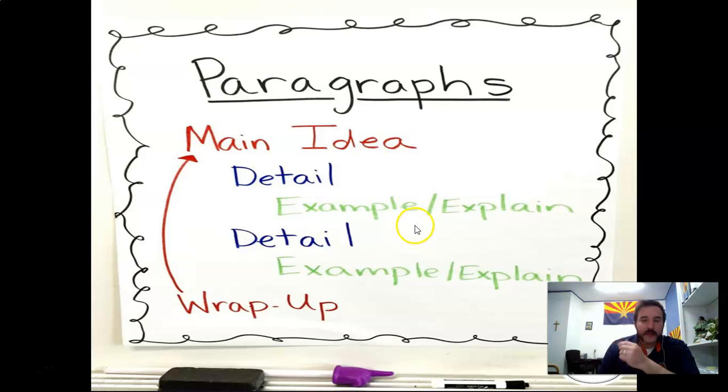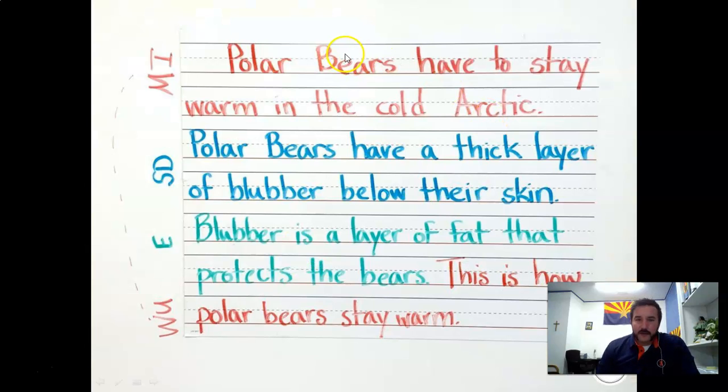Well, same with the paragraph. You certainly still need the main idea and the topic sentence to tell exactly what this is all about, but the details help explain the main idea. Take a look at this. Nice indented topic sentence, which is the main idea. Guess what this paragraph is about? Polar bears have to stay warm in the cold Arctic. That's what this whole paragraph is about.